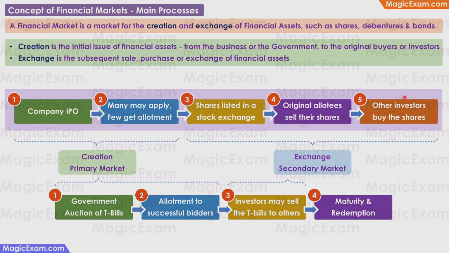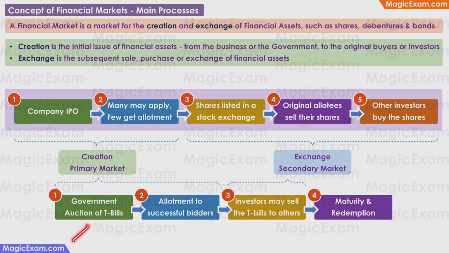Later, these new buyers may again sell their shares and others will buy them. So this buying and selling, that is the exchange, can happen indefinitely. The creation, that is the IPO and the original allotment, happens only once, and this happens in the primary market. And the subsequent selling and buying can happen many times, and this happens in the secondary market.